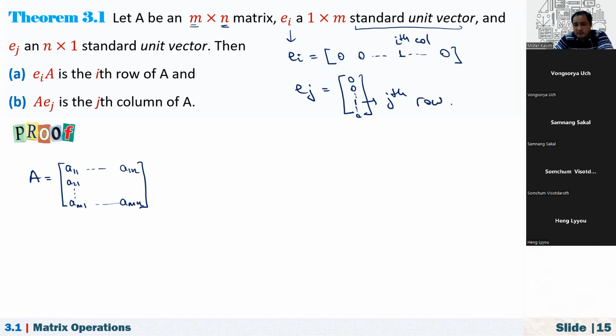This kind of notation is really important. Now, this theorem is saying that after introducing these standard unit vectors, if you multiply A from the left by e sub i, it gives us the i-th row of A. And if you multiply A by e sub j from the right, it gives us the j-th column of A. Just to understand, again, I suggest you give one simple example.